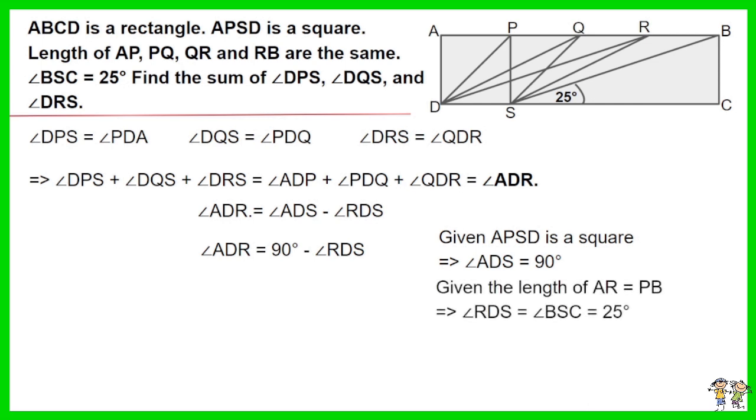Given the length of AR equals PB, thus angle RDS equals angle BSC equals 25 degrees. As such, angle ADR equals 90 degrees minus 25 degrees. The answer is 65 degrees.